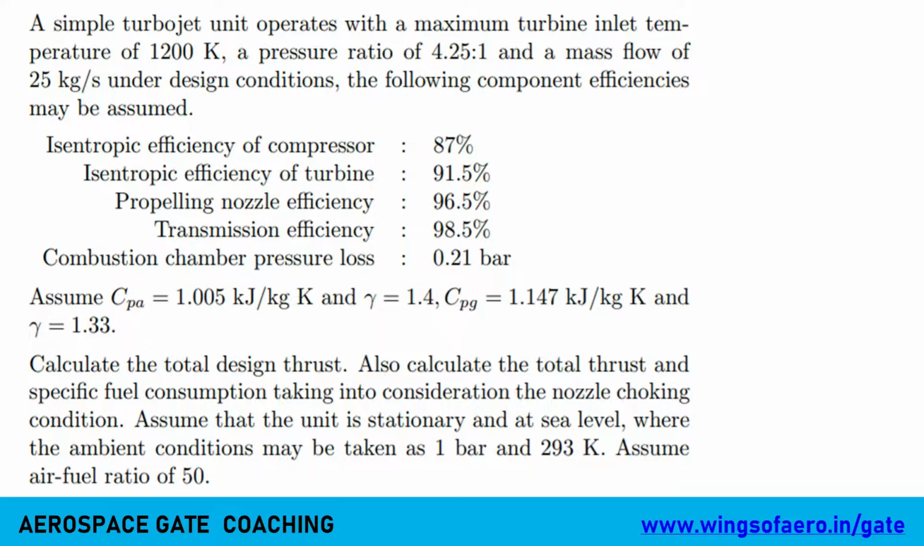Then assuming that the unit is stationary at sea level, where so and so parameters have been given, assume the air fuel ratio of 50. So they have given quite a few parameters, and from these parameters we need to find out the following things. Now, I hope you have noted down the given data. First, what you have to do is note down the given data.